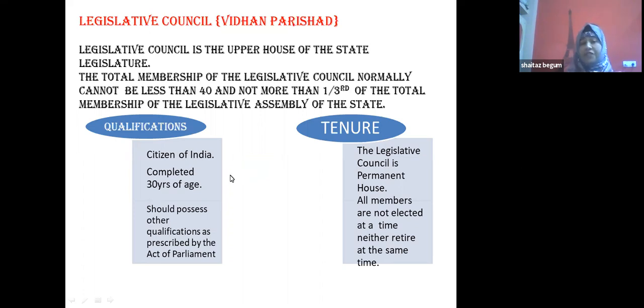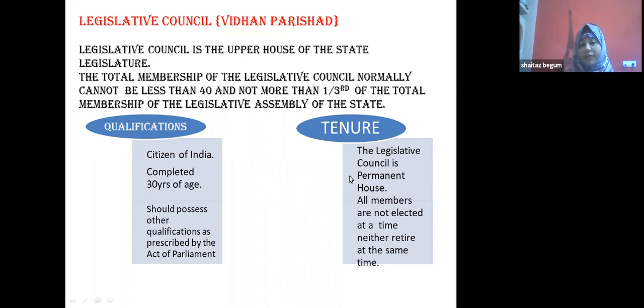What are the qualifications required to become MLC? It should be a citizen of India, member of Legislative Council, MLC. He or she must be a citizen of India, must have completed 30 years of age, and should possess other qualifications as prescribed by the Parliament. Must compulsorily be a registered voter.